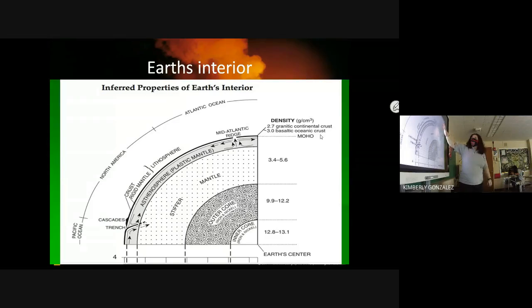You have the density of all of the different sections. You also have the names. For the outer core and the inner core, you have that it's made up of iron and nickel. You have that the continental crust is made up of granite and the oceanic crust is made up of basalt. All of this is on the reference table.